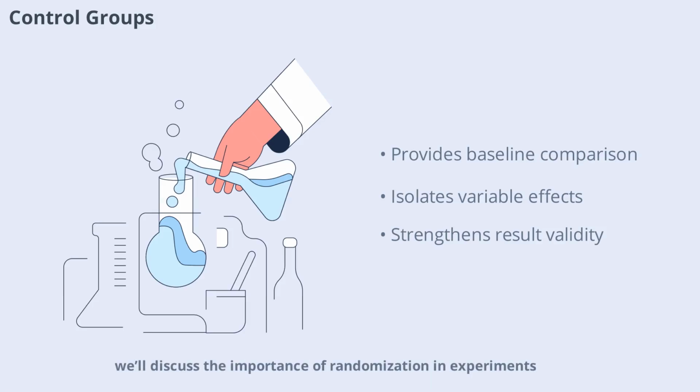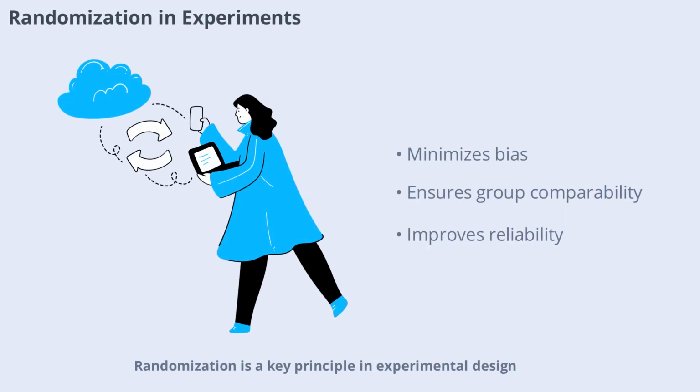Next, we'll discuss the importance of randomization in experiments. Randomization is a key principle in experimental design. By randomly assigning subjects to different groups, researchers minimize the risk of bias and ensure that differences between groups are due to the experimental variable, not other factors. This technique is widely used in clinical trials, genetic studies, and ecological experiments. Randomization increases the reliability of results and makes findings more generalizable.